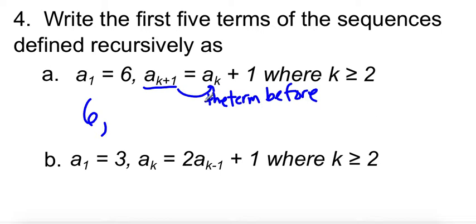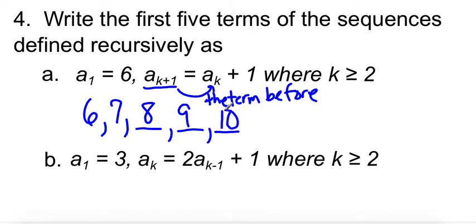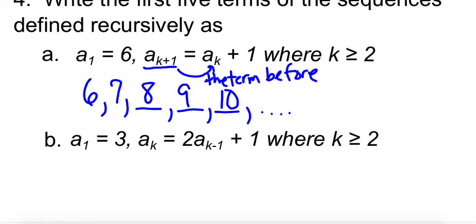So to find the second term, we're going to take the term before it and add 1. And to find this term, we're going to take the term before it and add 1. And to find this term, take the one before it, add 1, and so on and so forth. So this is a recursive sequence. Let's try another one.